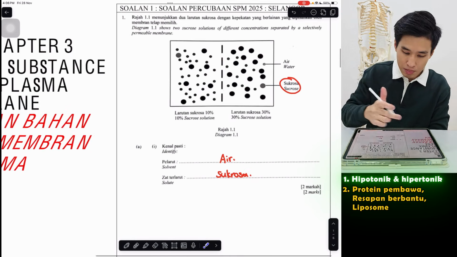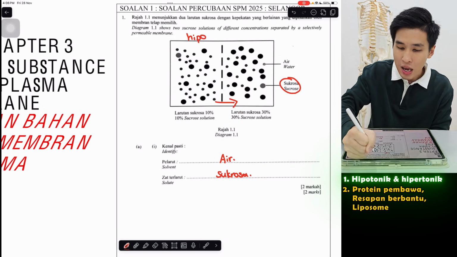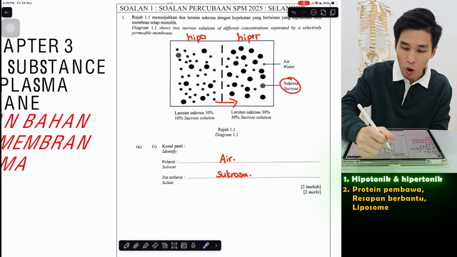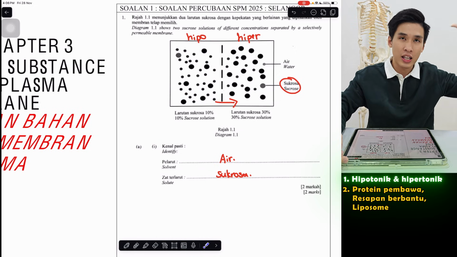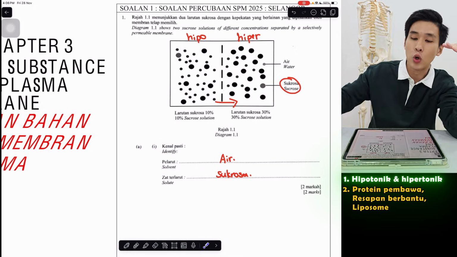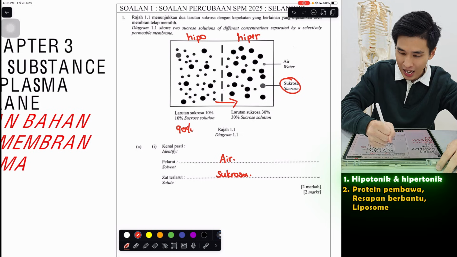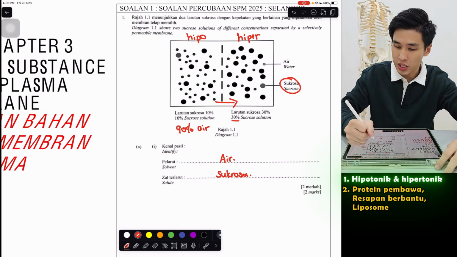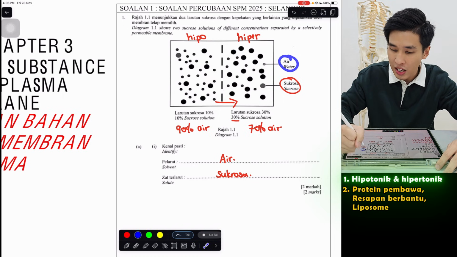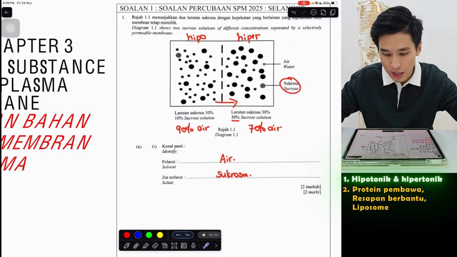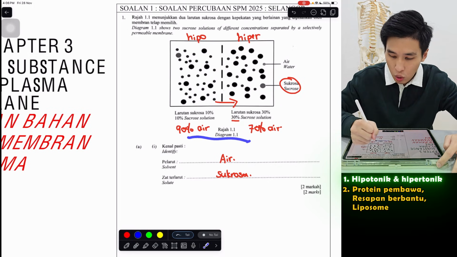So air always mengalir dari larutan hipo ke hipertonik. Hipo, remember, is like hipo. Hipo suka air, so hipo always is more water punya larutan. Air always mengalir, meresap dari keupayaan air tinggi ke keupayaan air rendah. So if you have 10% sucrosa, you have 90% air. If you have 30% sucrosa, you have 70% air. Because in my larutan only got two things mah, air and zat terlarut mah. So if zat terlarut is 10%, pelarut air will be the remaining one, 90%. So more water go to less water.